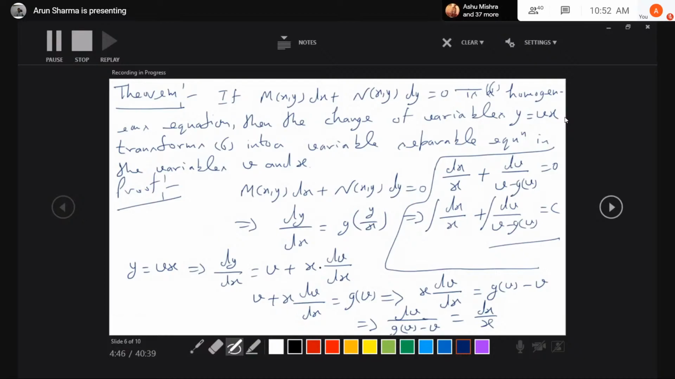Okay. So what is the point? If we have a homogeneous equation, we can convert it into variable separable, and we know how to solve variable separable. So we can convert it using this substitution: y equals to vx. Okay. Can I move on to the next slide?